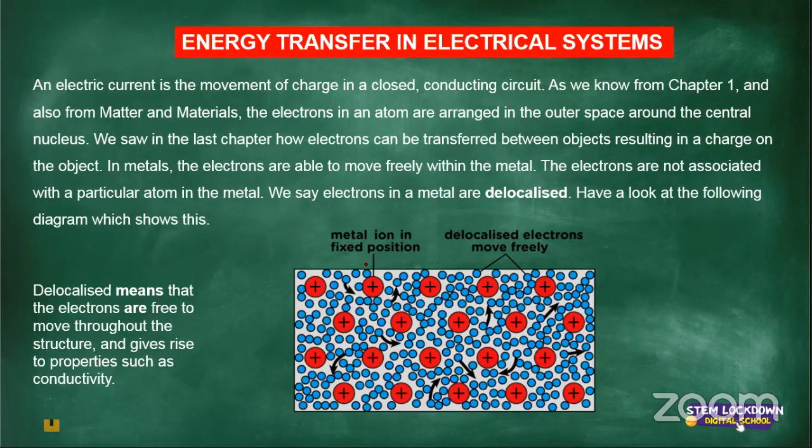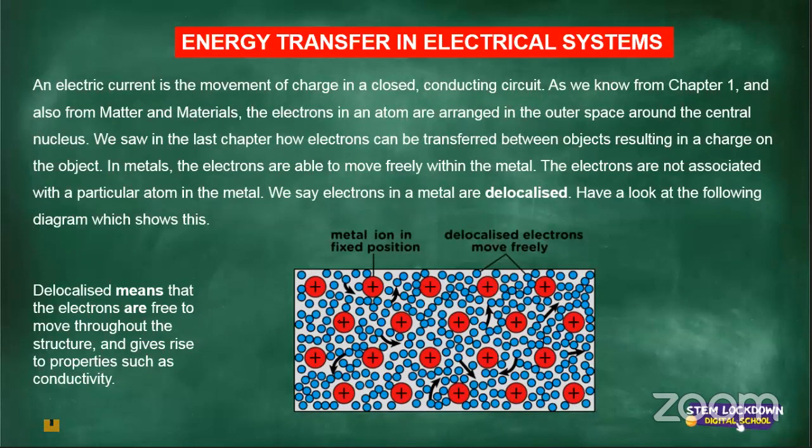So we're moving on to the transfer of energy in an electric system. I'm going to explain basically what transfer of energy means in an electric system. An electric current is a movement of charges in a closed conducting circuit. You learned in chapter 1 in matter and materials that electrons in an atom are arranged in the outer space around the central nucleus.